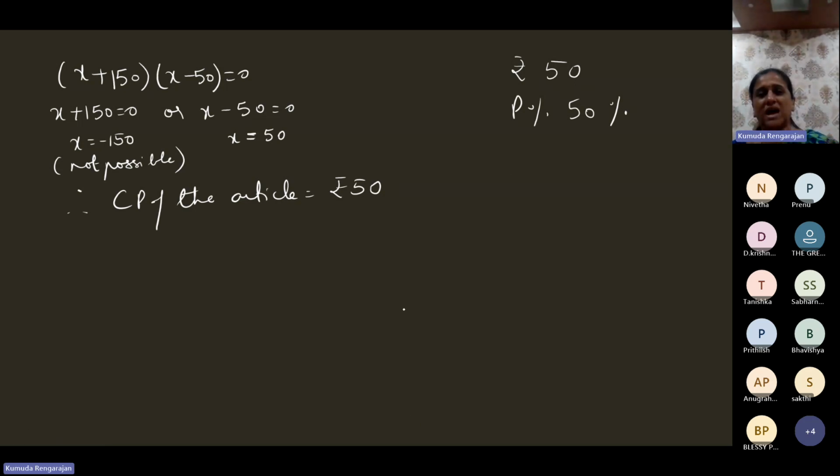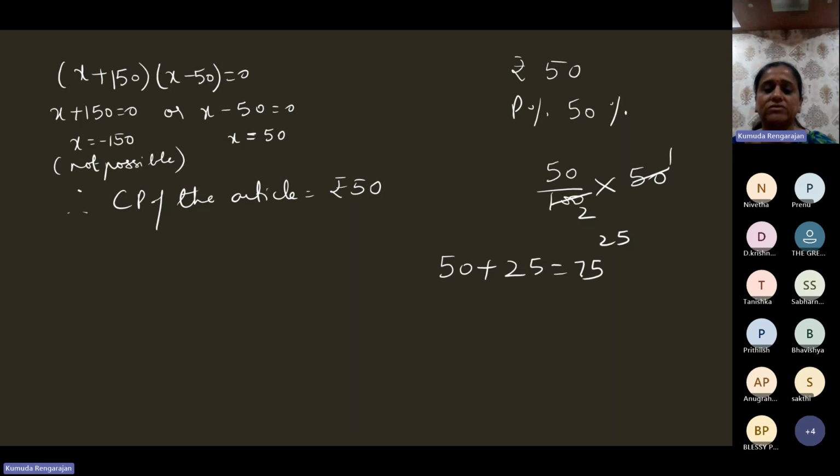So what is 50% of 50 rupees? 50% is half, no? 100% is full. So 50% meaning half. So what is 50% of 50 rupees? That is 25 rupees. So what will be the selling price? Cost price 50 plus profit 25. So 75 is the selling price.